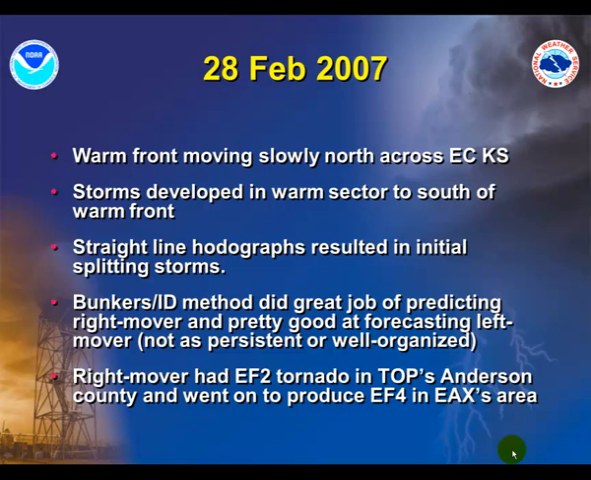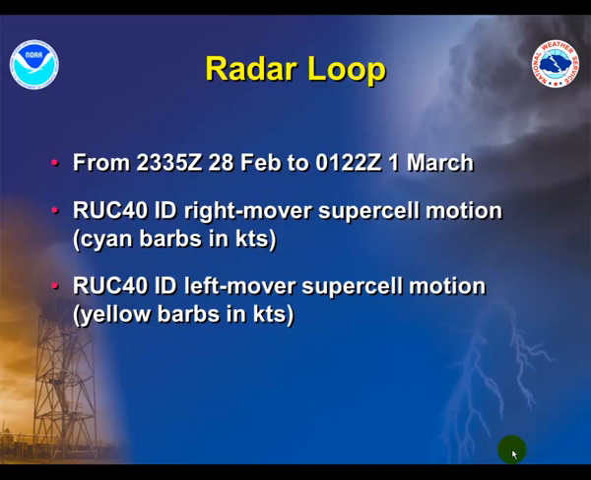An example of where it worked well was 28 February 2007. We had a warm front moving slowly north across east central Kansas, which is the southeastern part of our county warning area. The storms developed in the warm sector to the south of the warm front. We had straight line hodographs in that environment, which resulted in initial splitting storms. The ID method did a great job of predicting the right mover and a pretty good job at forecasting the left mover, which was not as well organized. And the right mover ended up having an EF2 tornado in our southeasternmost county, which went on to produce an EF4 in the Pleasant Hill area. The radar loop we're going to look at quickly is from 2335Z to 0122Z on 1 March.